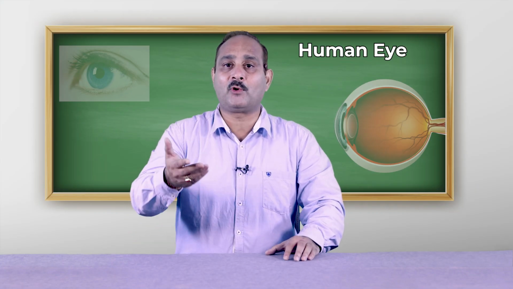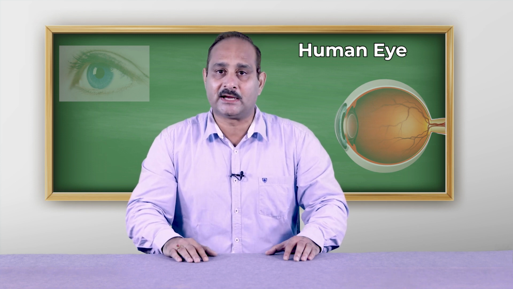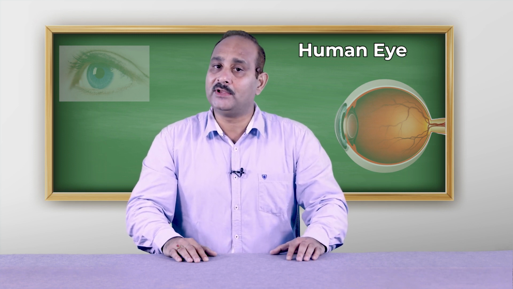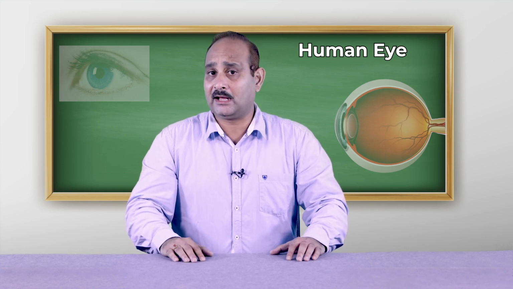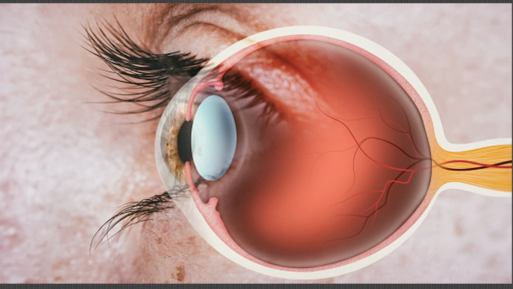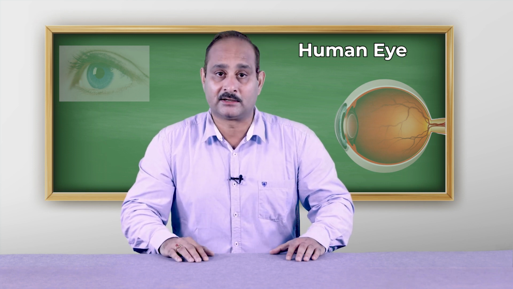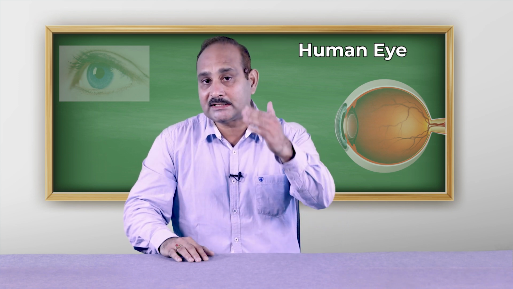Now, the farthest point up to which the eye can see objects clearly is called the far point of the eye. The far point for a normal eye is infinity. A normal eye can see objects clearly that are between 25 centimeters and infinity. The minimum distance at which objects can be seen most distinctly without strain is called the least distance of distinct vision. For a normal eye, the least distance of distinct vision is 25 centimeters.